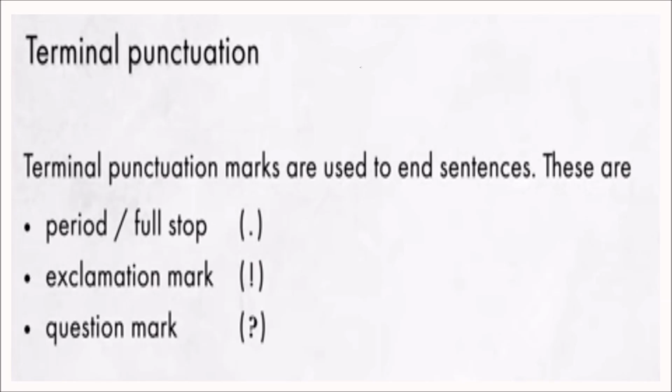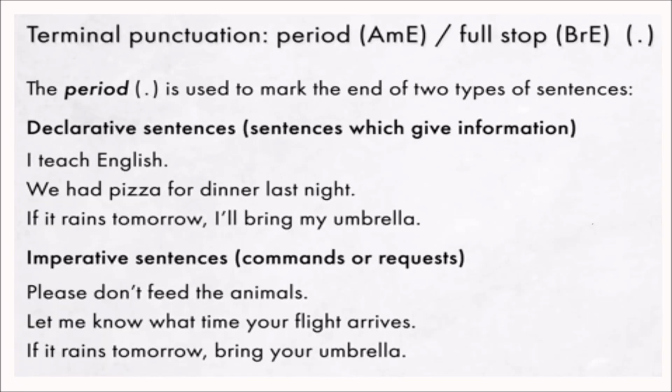Terminal means the end. So, terminal punctuation marks are used to end sentences. These are period or full stop, exclamation mark, question mark. The period or full stop is used to mark the end of two types of sentences: declarative sentences and imperative sentences. Declarative sentences means sentences which give information.